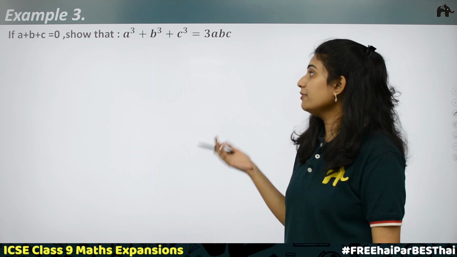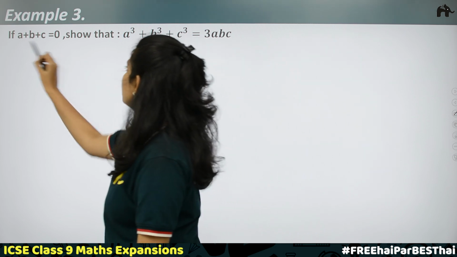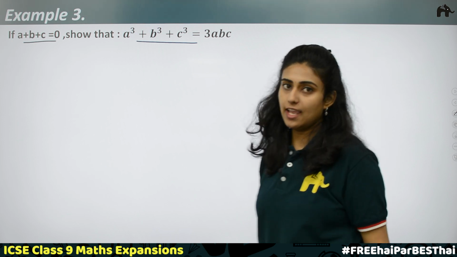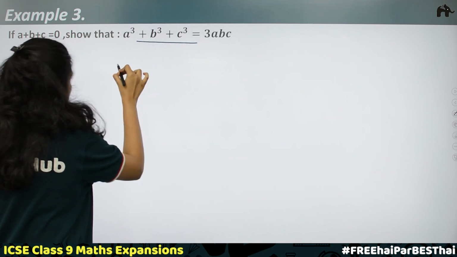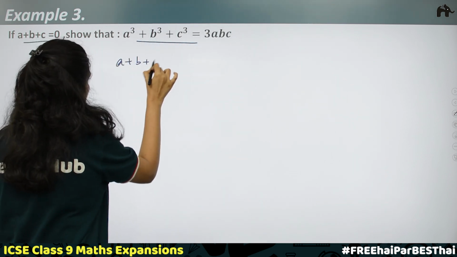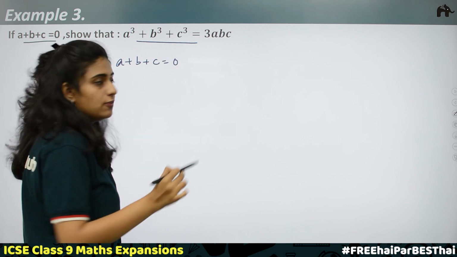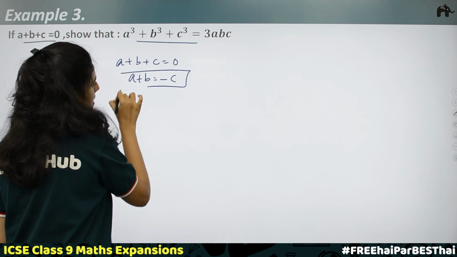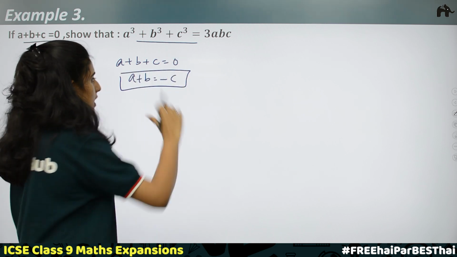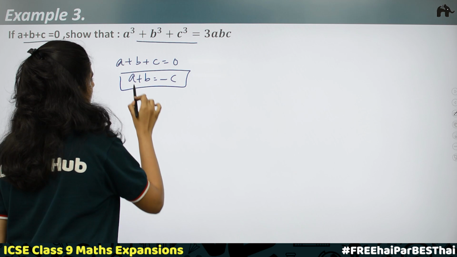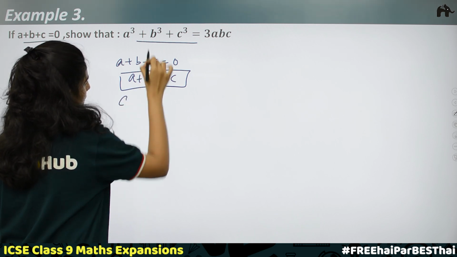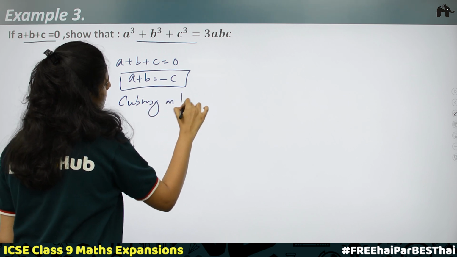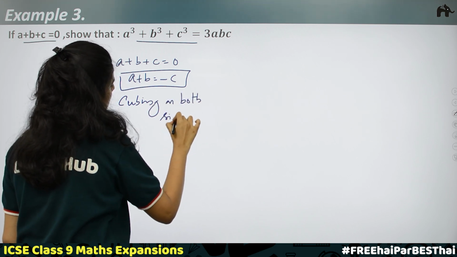Third example, if a plus b plus c is equal to 0, show that a cube plus b cube plus c cube is equal to 3abc. Given a plus b plus c is equal to 0. From this we can write a plus b is equal to minus c. I am taking the c to the right hand side. It becomes minus c. Okay. Now, we need the cube, right? So, cubing on both sides.